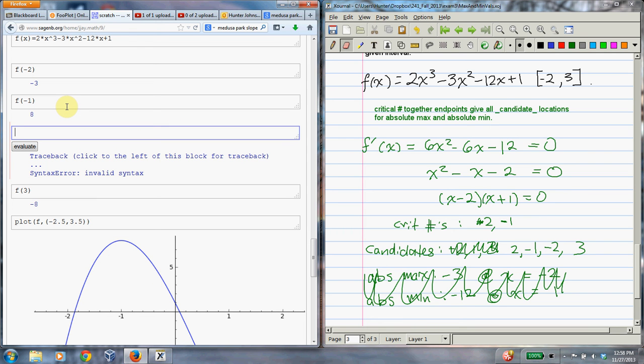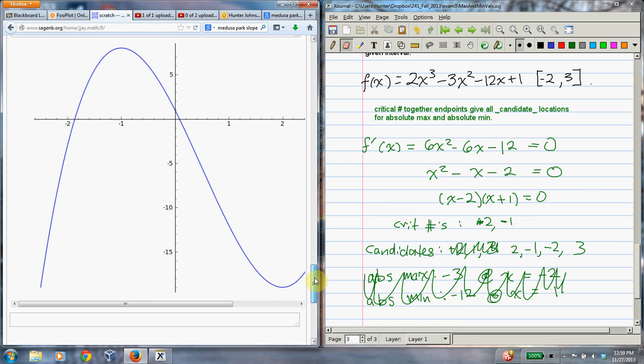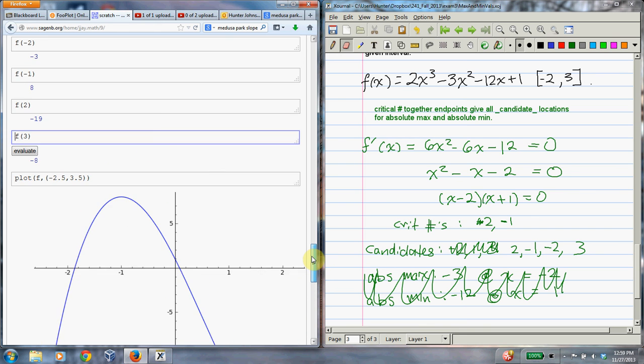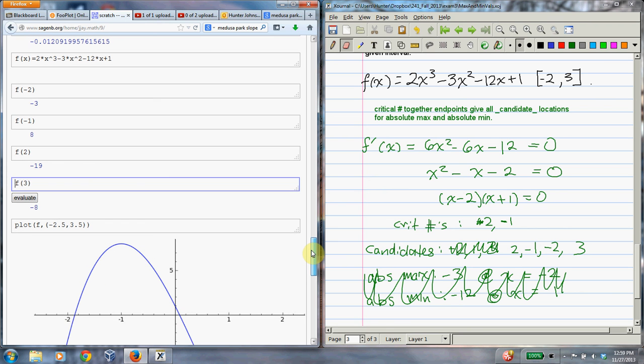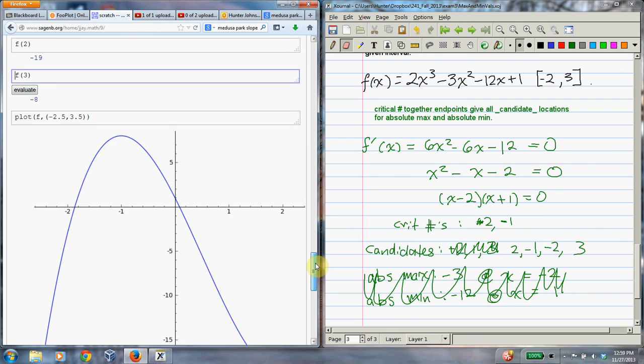Okay, so that is 8. And we also need to evaluate f of +2. That gives -19. So now let's do a little sanity check. It looks like the absolute minimum should be -19, and that should occur at 2. Yes, that looks very plausible. And it should be true that the absolute max is 8, which occurs at -1, and I believe that too, right? It looks good from the picture.